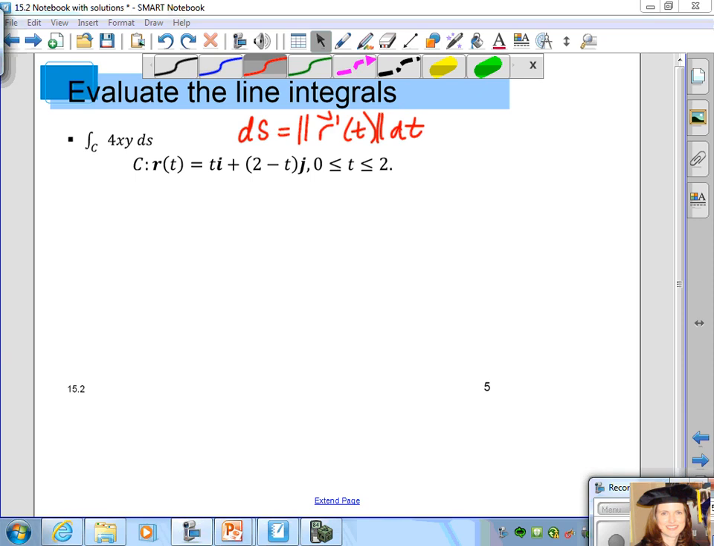Okay, let's evaluate this line integral of 4xy ds over the path C, where C is the path r of t, a vector valued function of t i plus (2 minus t) j for the time interval from 0 to 2. Recall that ds is equal to the magnitude of r prime of t dt. Since we are already given r of t, let's calculate r prime of t by taking the derivative.